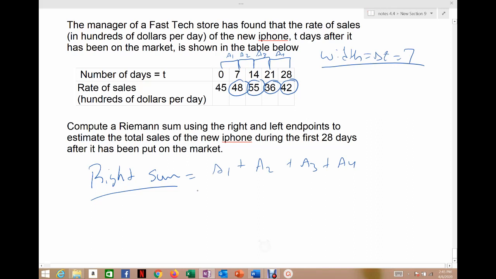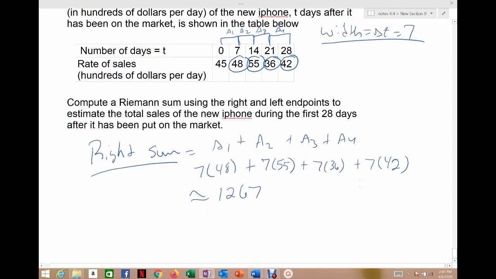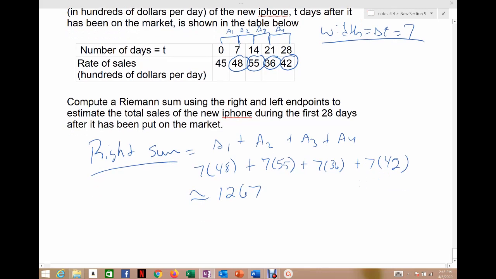And so it would be 7 times, well, the first rectangle is drawn at 48, so 7 times 48. Next one is 7 times 55, 7 times 36, and 7 times 42. All right, and that simplifies when I multiply that out and add them together. 1,267. And remember, it's in hundreds, and I'll write the hundreds when I get to my final answer. All right, so there's my right sum.